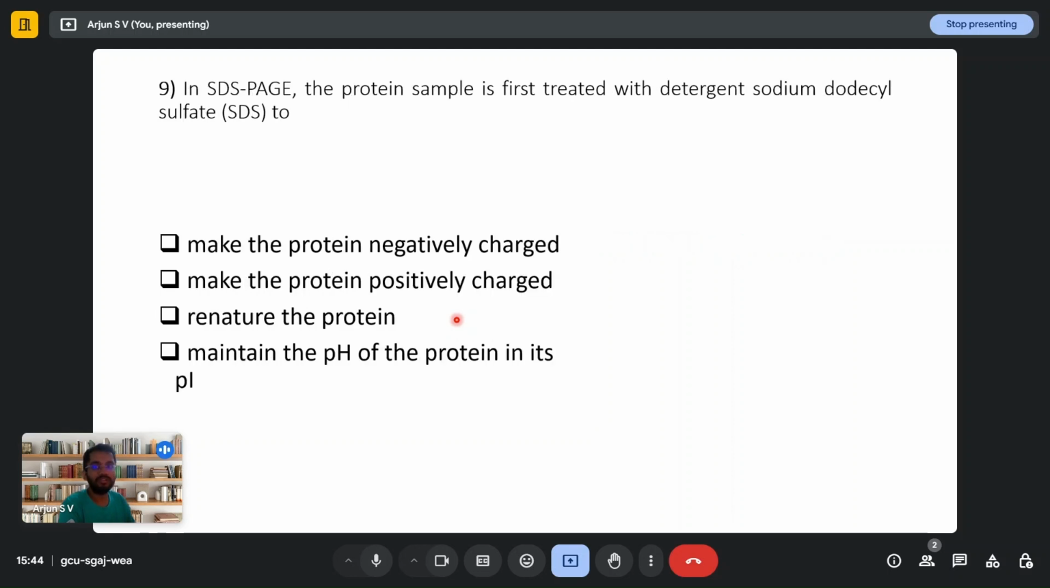So, ninth question. In SDS-PAGE, the protein sample is first treated with detergent sodium dodecyl sulfate, SDS, to... So they are asking what is the purpose of the detergent sodium dodecyl sulfate, which is SDS. So the options are one, making protein negatively charged. Second one is make the protein positively charged, renature the protein, and maintain the pH of the protein at its pI, which is your isoelectric point.